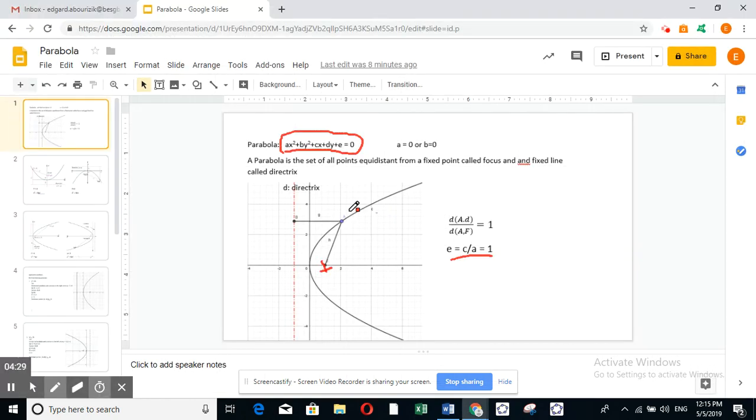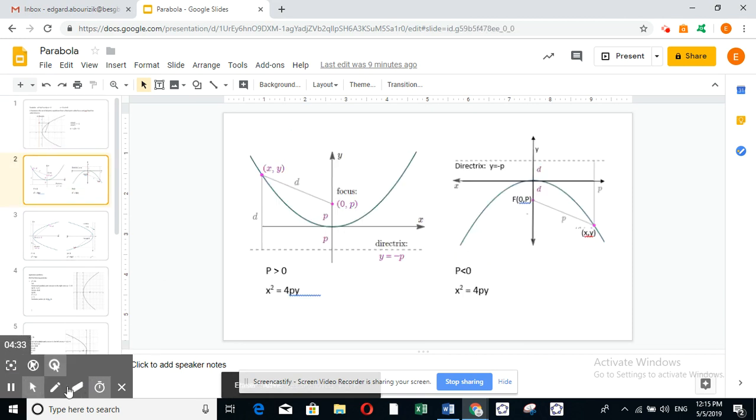Okay, so let us take all possible forms of a parabola. The parabola, you took it in grade 10. I'm going to start with the vertical. In grade 10, if y equal ax squared plus bx plus c, which is an equation of second degree, graphically it was a parabola. So if you have x squared, this is called vertical.